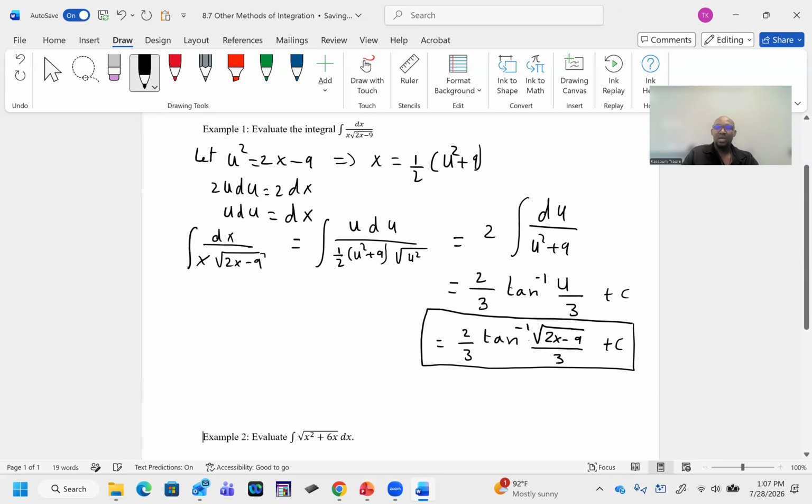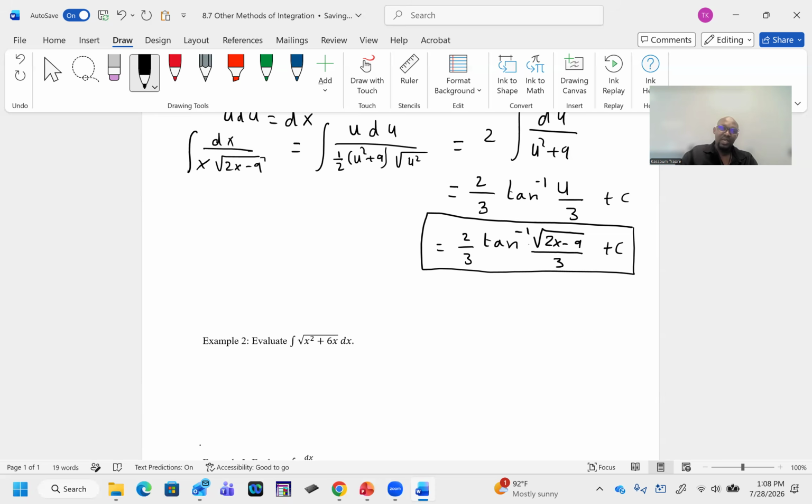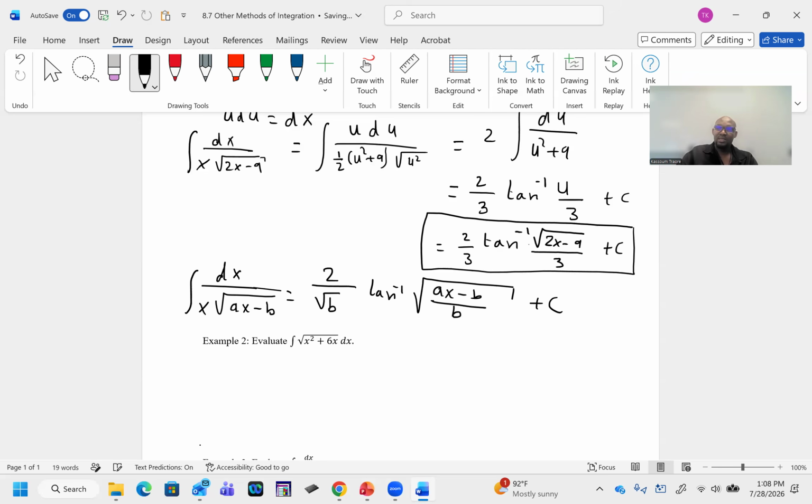But again, we can add this to our integration table. You need to know, anytime you have to find the integral dx over x times square root of ax minus b, your answer will always be 2 divided by square root of b, tangent inverse of square root of ax minus b divided by square root of b plus c. Of course, b has to be greater than 0.